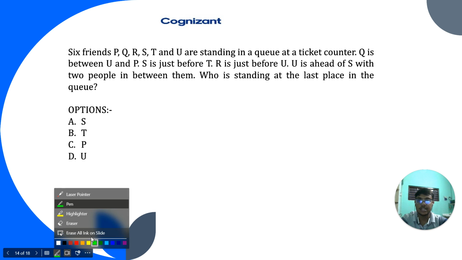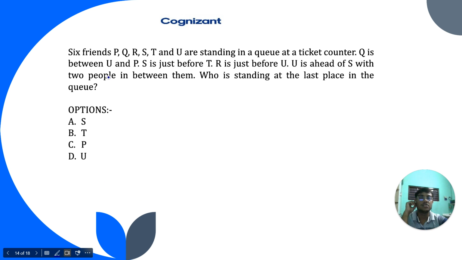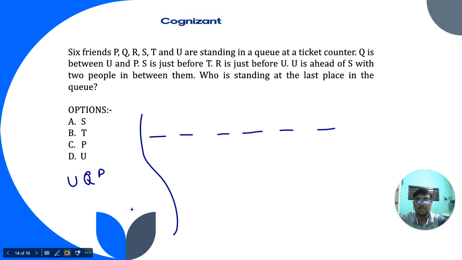So this is a question from the sitting arrangement part. Here they say 6 students P, Q, R, S, T and U are standing in a queue at a ticket counter. Let me write P, Q, R, S, T, 4, 5, 6. Q is between U and P. We would be writing the logic on this side. Next, S is just before T.